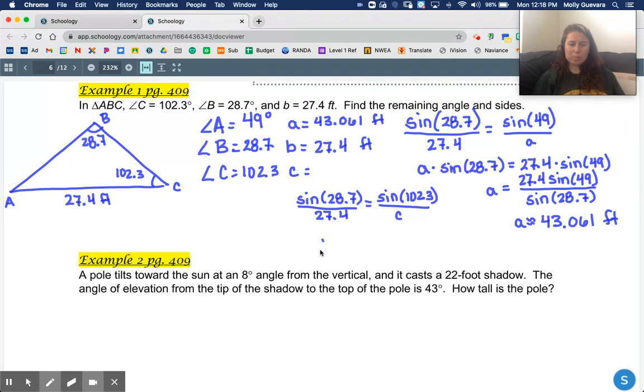Now I'm going to do the same thing. I'm going to cross multiply, and I get C equals 27.4 sine of 102.3 over sine of 28.7. Enter that into my calculator, and I get that C is about 55.747 feet.